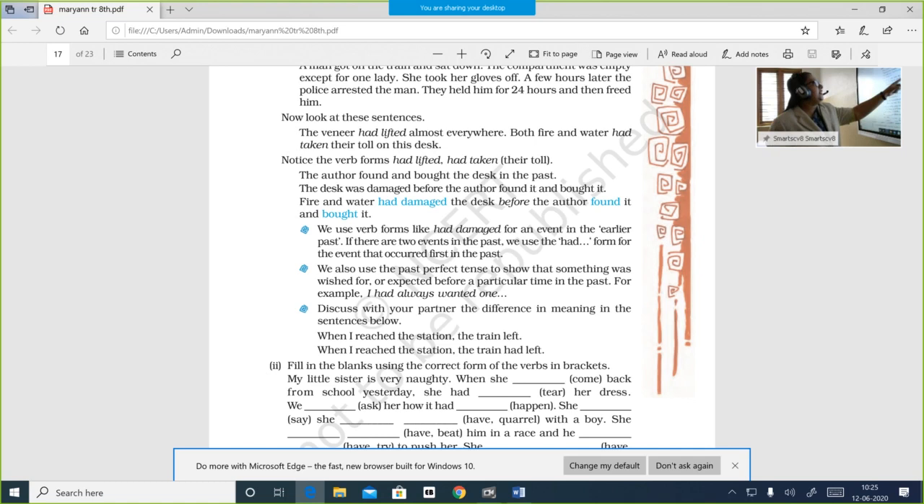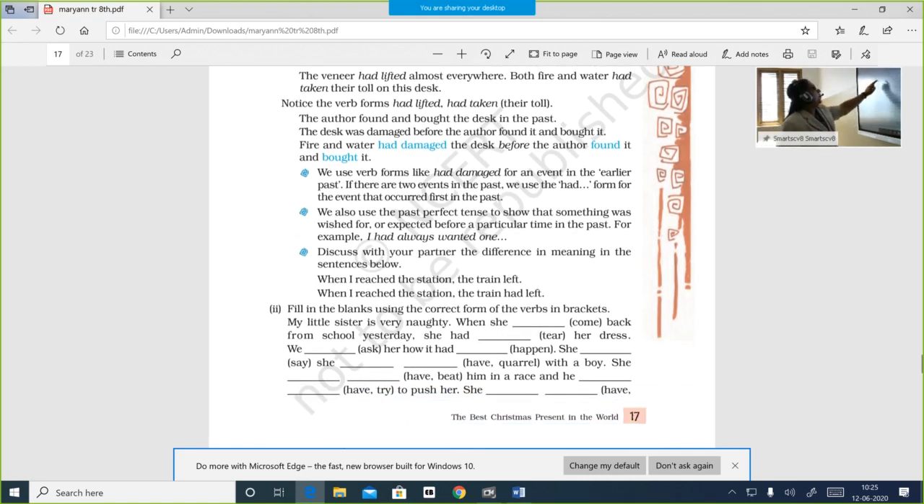If there are two events in the past, we use the had form for the event that occurred first in the past. If there are two, maybe more than two, you will use past perfect for the earlier action, the first action. The second action, third action will get the simple past tense.